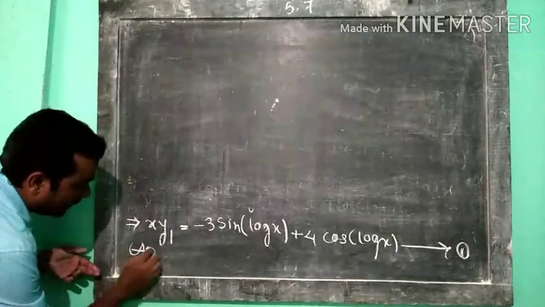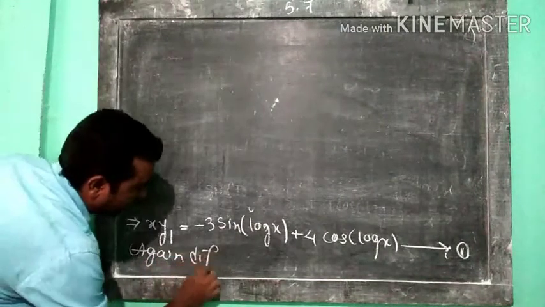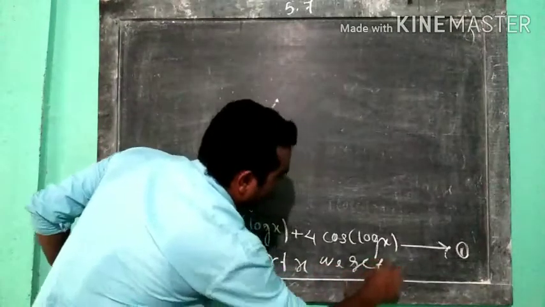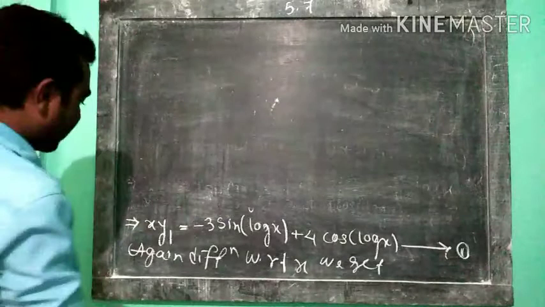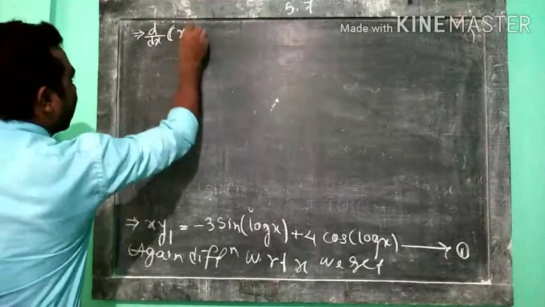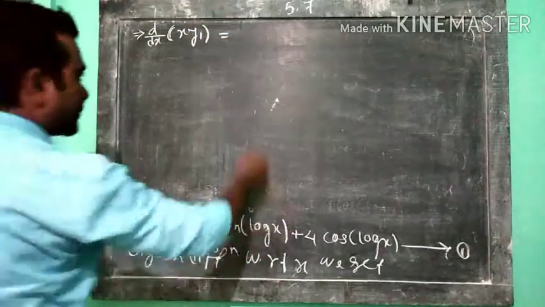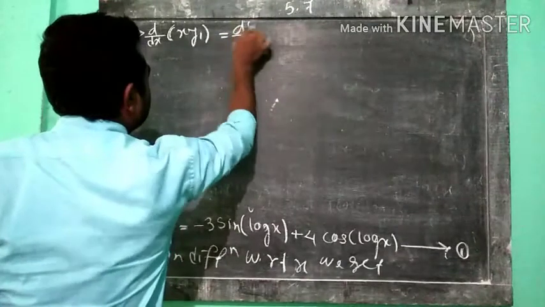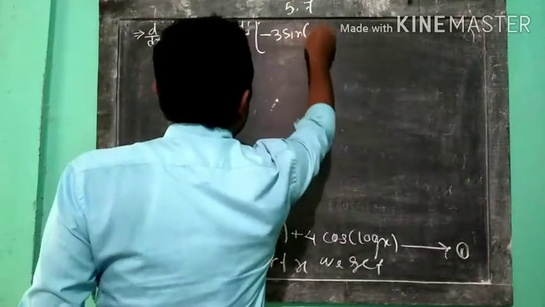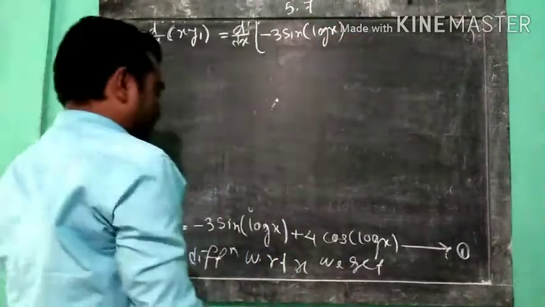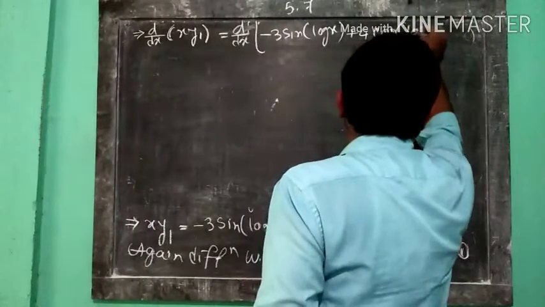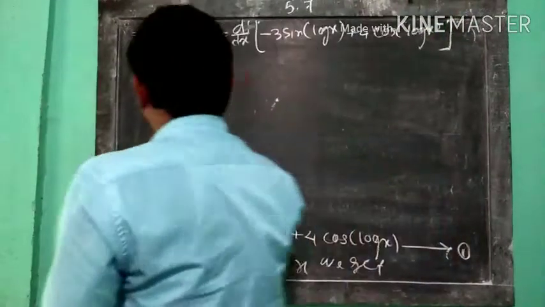Differentiating again with respect to x. If we differentiate this equation again, then we have d/dx of x y1 equal to d/dx of minus 3 sin log x plus 4 cos log x. So how to differentiate this?